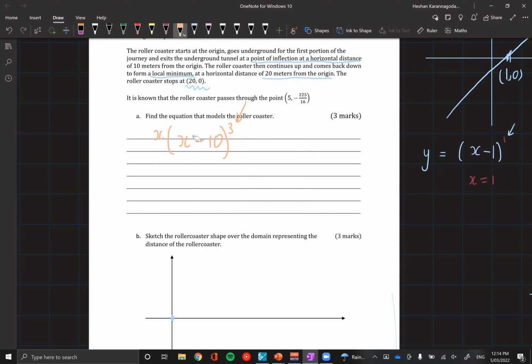After that, it continues to go up and comes back down to form a local minimum at a horizontal distance of 20 meters from the origin. And the roller coaster stops at (20, 0). So if we form a local minimum, that pretty much means it's going to bounce on the x-axis. So what that means is (x - 20) squared is going to be our other factor, because if we solve this bracket over here, we're going to get x = 20. And then when we square it, it means we're going to bounce, right?